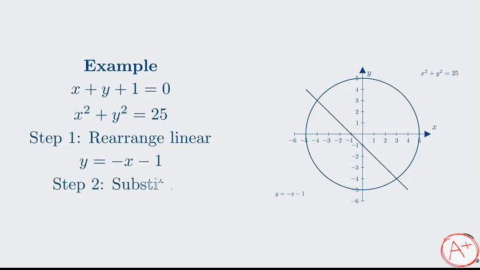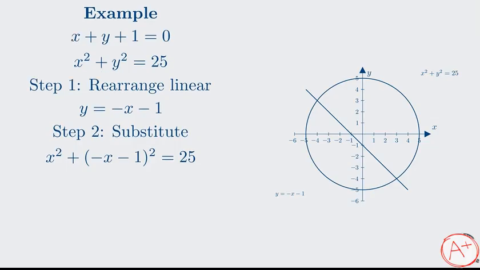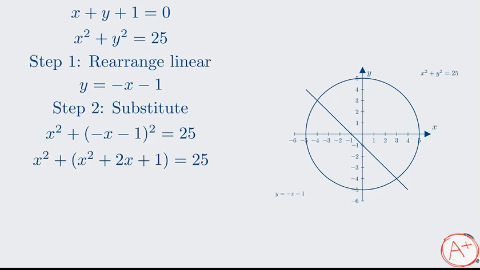Step 2. Substitute into the quadratic. Next, we replace y in the circle equation. Notice how we use brackets to ensure the squaring is applied to the entire expression. Expanding the bracket, remember that (-x - 1)² is the same as (x + 1)². This leads to x² + 2x + 1 + x² = 25. Moving everything to one side gives us our quadratic in standard form: 2x² + 2x - 24 = 0.